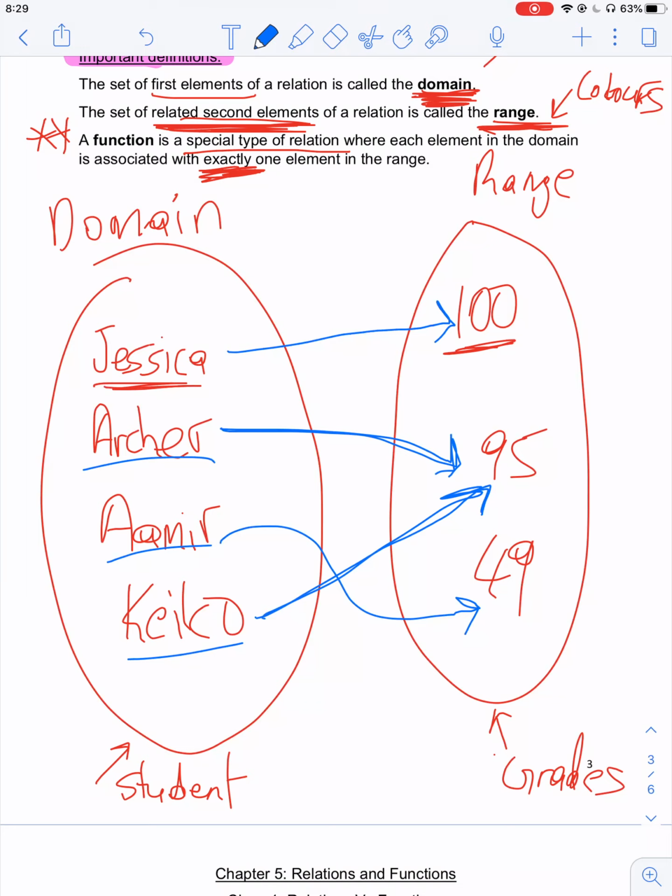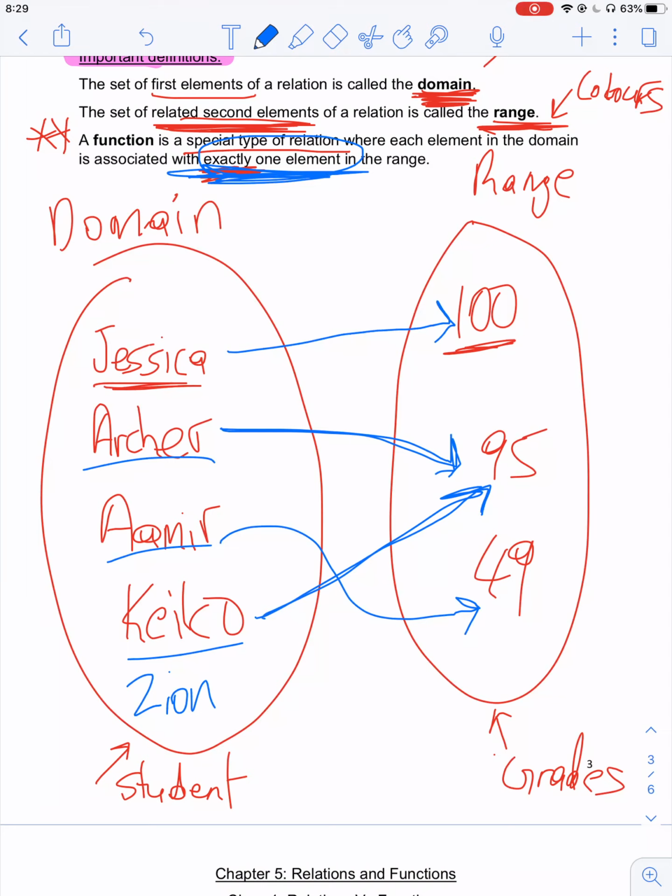Okay, so this is what it means, that each element in your domain is associated with exactly one element in the range. For example, let's say I add Zion. I really like that name because it reminds me of Zion Williamson. But let's say I have Zion in here, and then I have to associate Zion to one of the grades. I cannot just leave Zion like that because it says in the definition that exactly one element in the range. So this has to get associated.